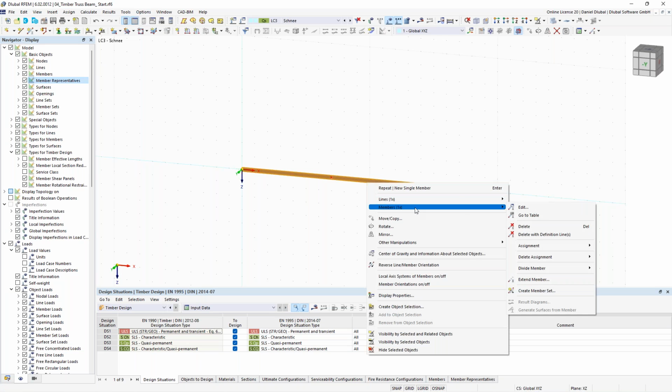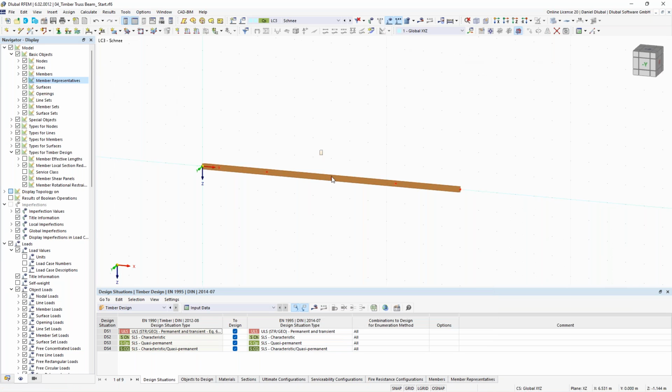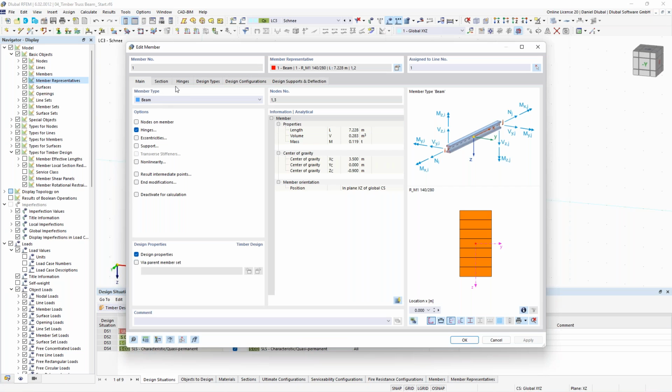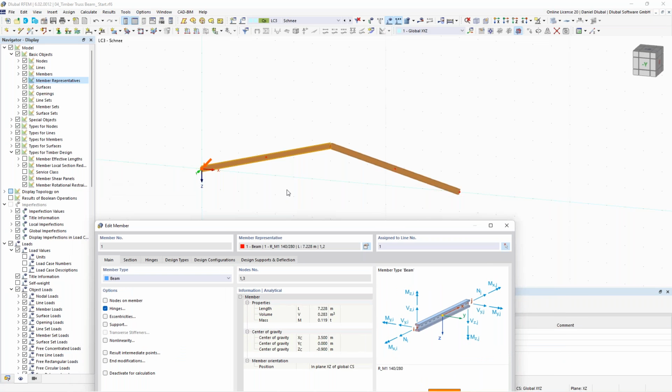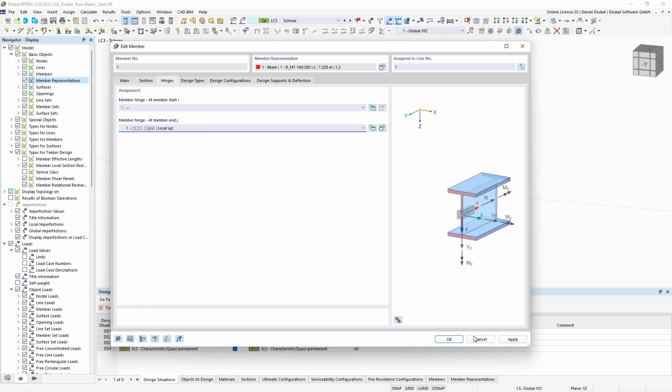I will divide this member in the middle. So divide member, because I want to have here two additional beams. And this middle node, I change the global Z coordinate to minus 1.8 meters. I say okay, now we have it like here. And I will create here also a kind of hinge, a moment hinge, in order to build here a kind of three hinged frame, hinges in the end, this moment hinge.